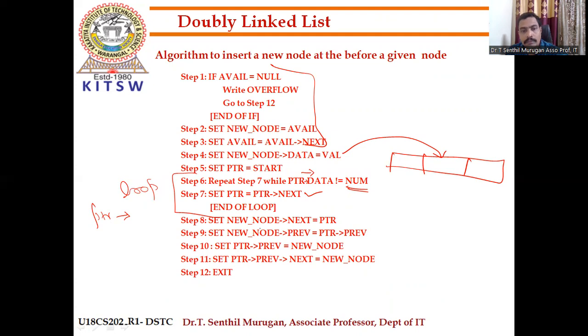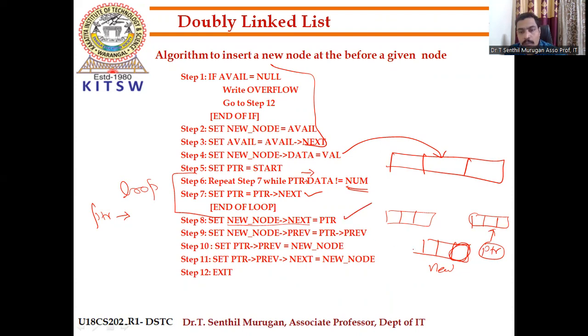For that, what we will do: new node of next portion is PTR. Why? Because before this node we are inserting. Here one node is there, here another node is there, and we are inserting this new node. PTR is finding its position, so we can insert this one now. Whatever PTR is, that is the next portion of the new node. So new node of next is PTR; that is the line we have written.